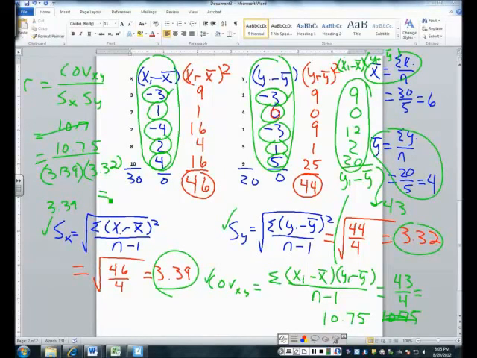0.955. I don't know why that's not writing. 0.955. That is the correlation coefficient, which is pretty close to 1. So if you drew the scatter plot in part A, just plotted the values of x and y, you should have a pretty clear linear relationship. Almost all of the points would fall very close to the line. And that's the computation of correlation.